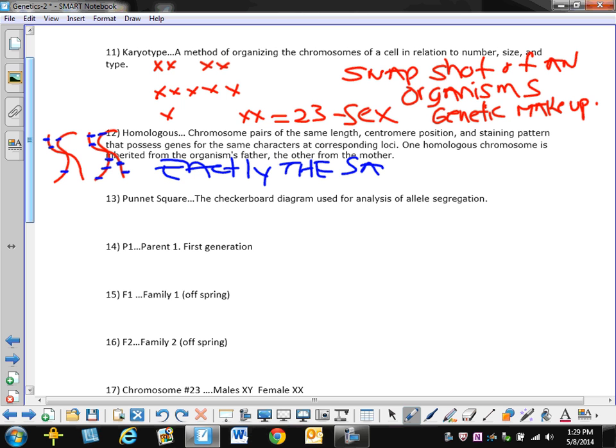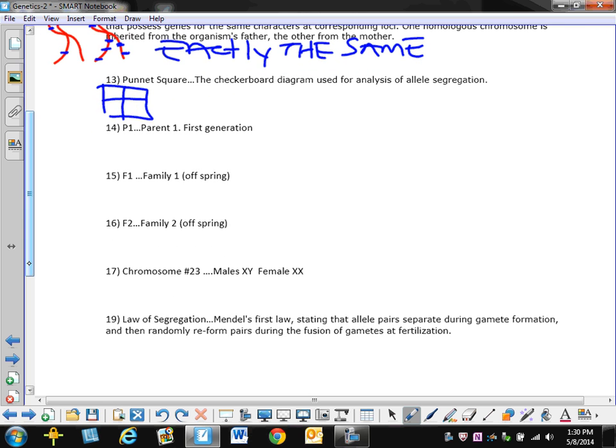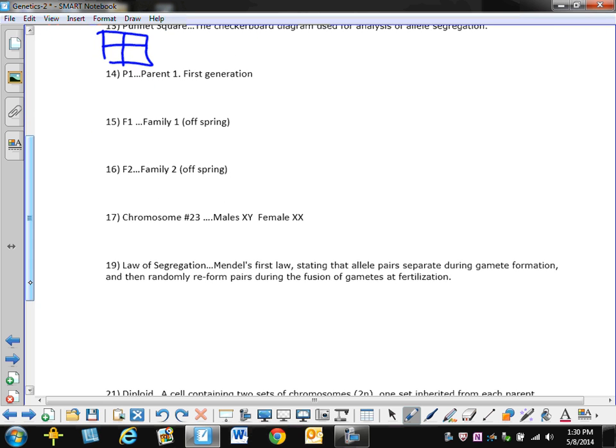And that includes the number and location of the genes. Punnett square, we know what that is. P1, parent 1, we know what that is now. F1, first offspring. F2, second offspring. Chromosome 23, males. Remember, this symbol is for male. This symbol is for female.